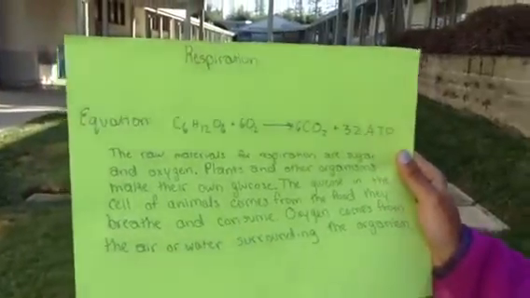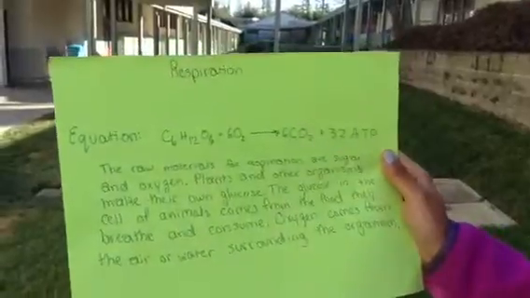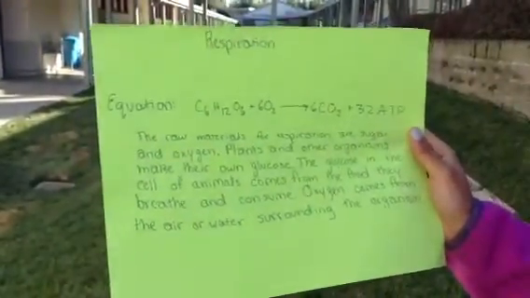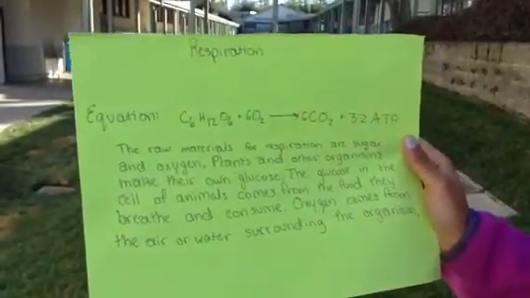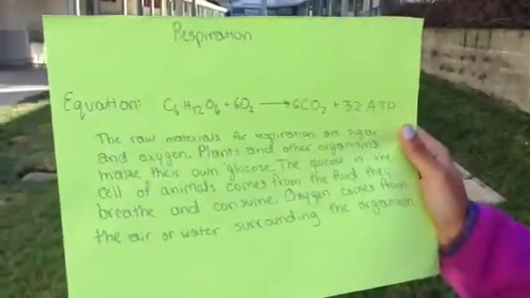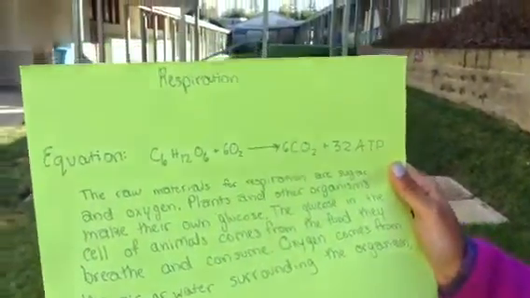The raw materials for respiration are sugar and oxygen. Plants and other organisms make their own glucose. The glucose in the cells of animals comes from the food they consume. Oxygen comes from the air or water surrounding the organism.